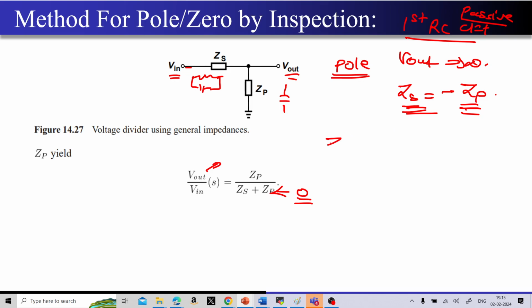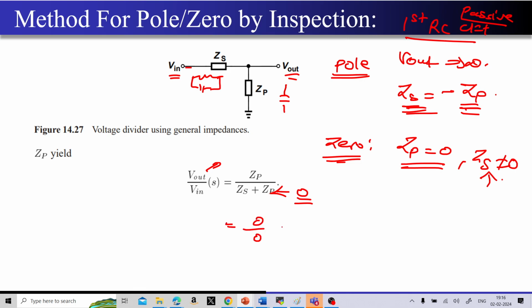Now what about the zero? What is the definition of the zero? The output has to be 0 at that particular zero frequency, right? So now what can I do? I can put ZP equal to 0, right? But just remember, if I put ZP equal to 0, at the same time ZS should not be equal to 0. Can anyone please tell me why this is the case? Why did I put this condition? If both are 0, meaning numerator and denominator become 0, then it is an undefined value.